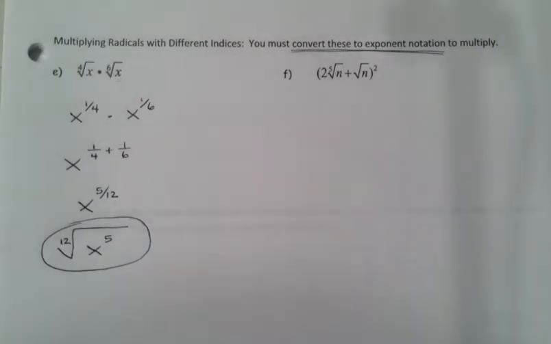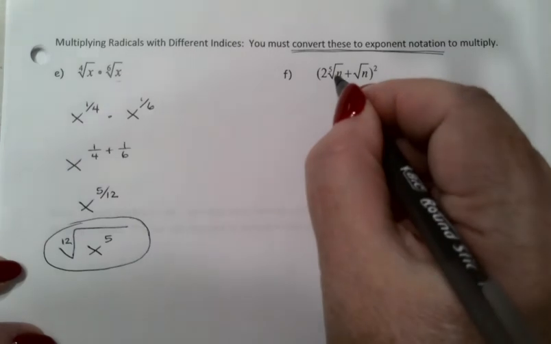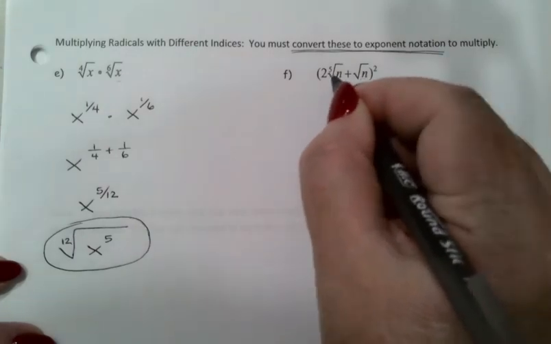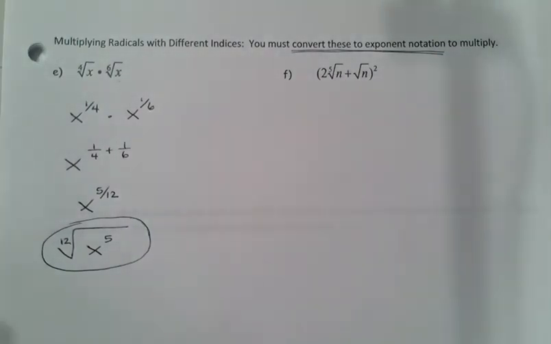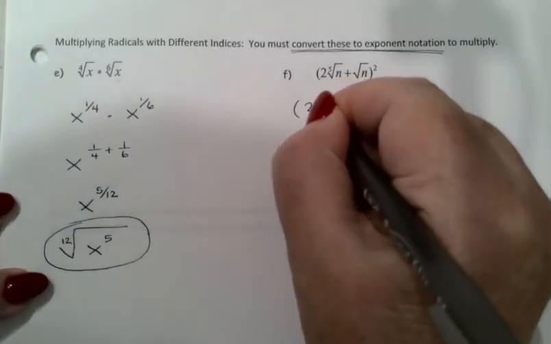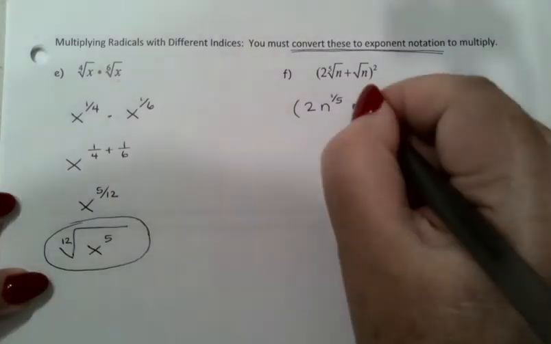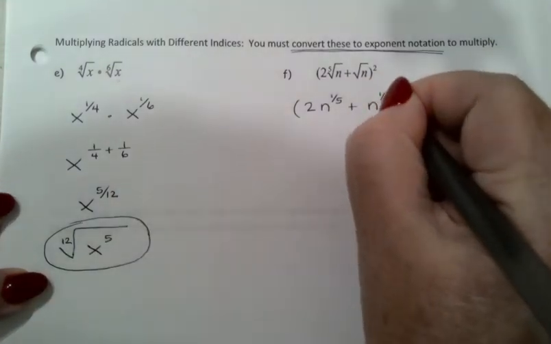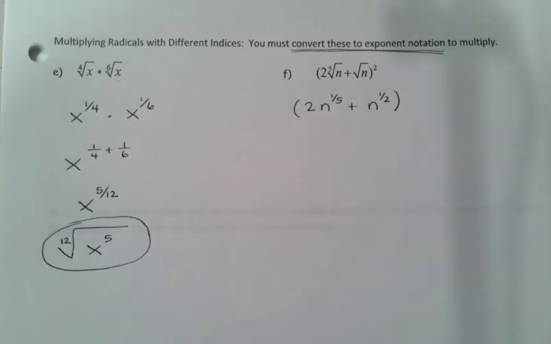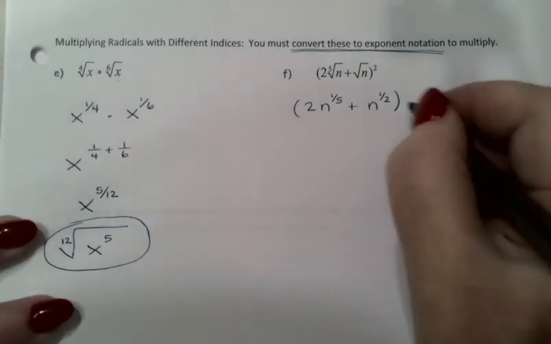All right, let's try that again. I noticed right away that 5th root and square root are going to have different indices. So I'm going to rewrite that as 2 times n to the 1/5 plus n to the 1/2. And squaring it means to multiply it by itself.